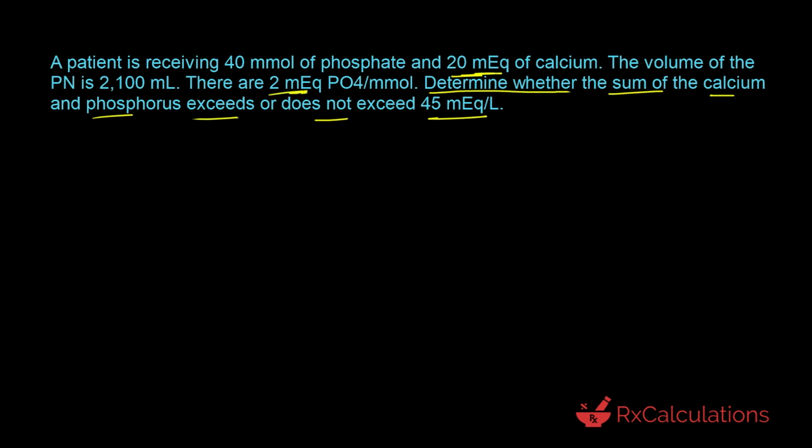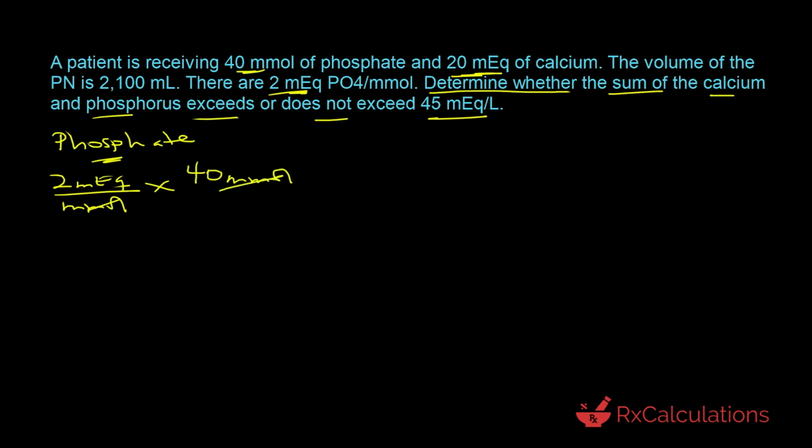You have 2 MEQ per millimole, right? So let's talk about the phosphate. You have 2 MEQ per millimole. We multiply this by the millimoles of phosphate, so 40 millimoles. This gives you 80 milliequivalents. So the total MEQ is going to be equal to the 80 plus the 20.